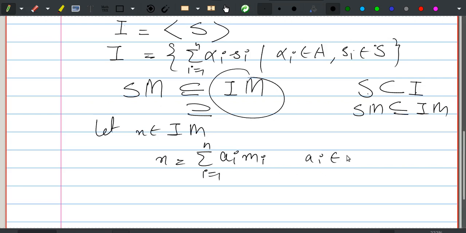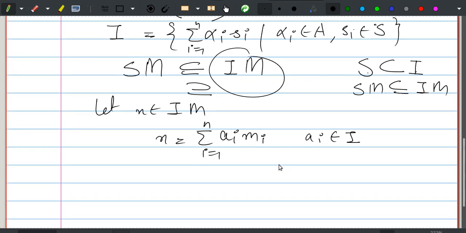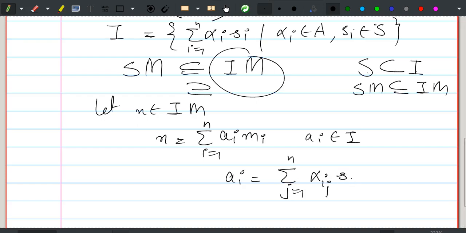and this a_i is an element of I. But I being the ideal generated by the elements of S, this a_i is actually equal to the sum, with j running from 1 to m, of alpha_ij s_j, where alpha_ij is in A and s_j is in S.